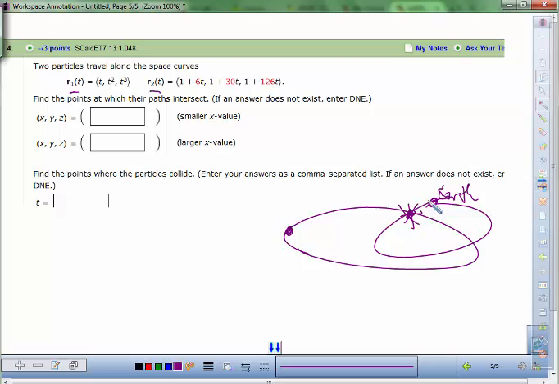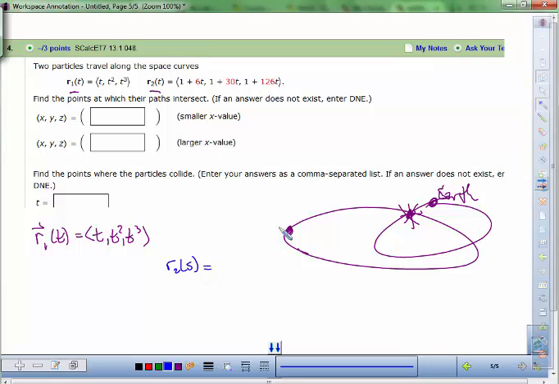All we're concerned about is figuring out what the x, y, z point in space is. So that's what we'll do. The points where the particles collide would be at the same time t, so let's figure this out first. Let the first particle, R1, be run by t, and let the second particle, R2, be run by a different parameter, and let's call it s for now.